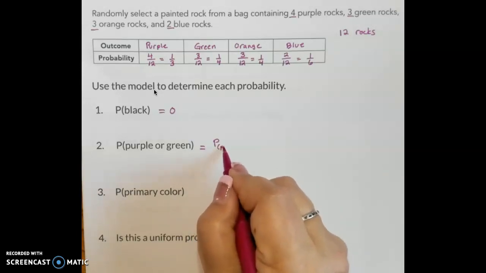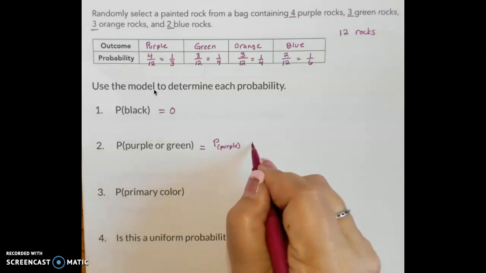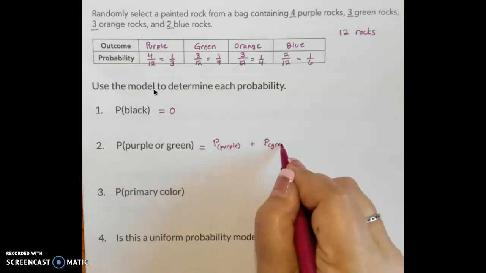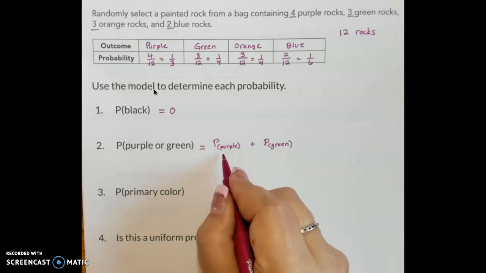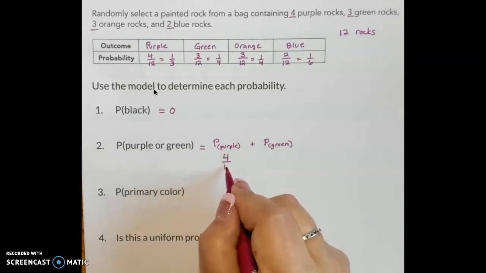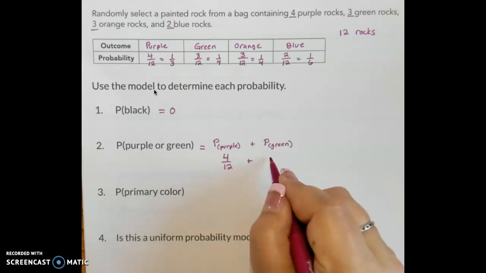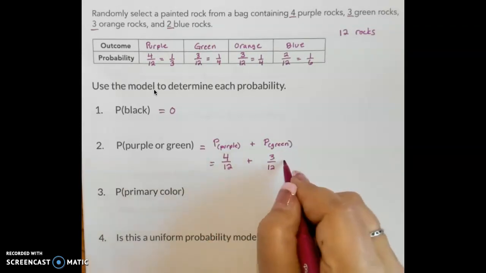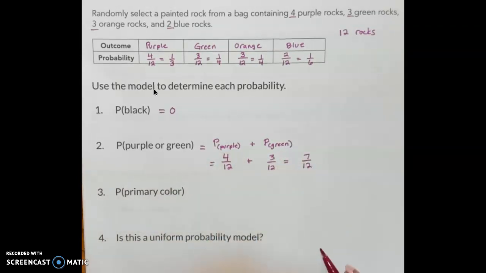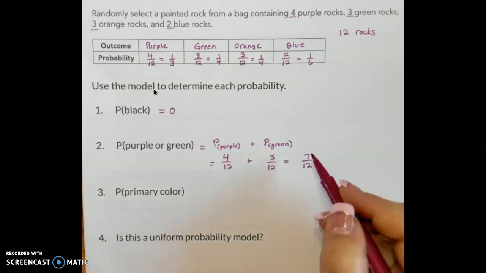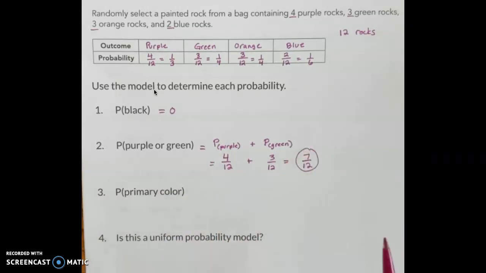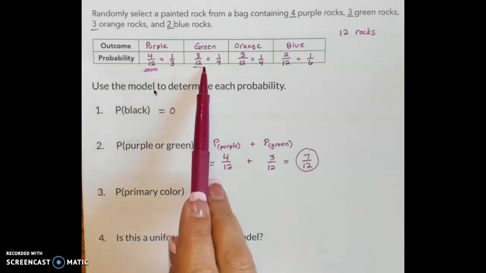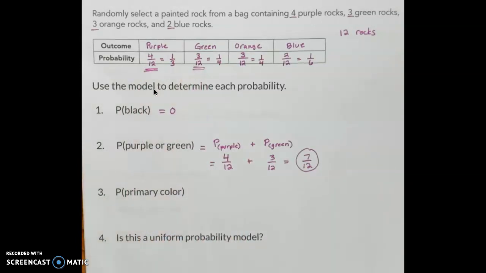So, probability of purple plus probability of green is going to give us the probability we need. So our purple is 4/12, and our green is 3/12, which gives us a total of 7/12. So the probability of picking purple or green will be equal to 7/12. Now notice that I kept those probabilities in their original form because that way they both have a common denominator already. It just makes it a little quicker to add them up.